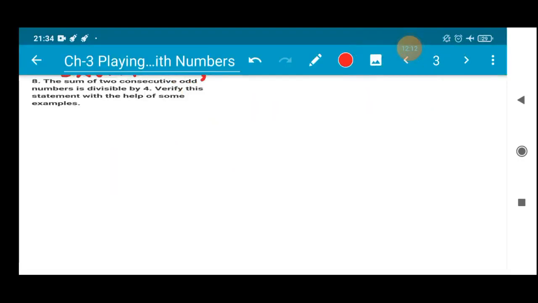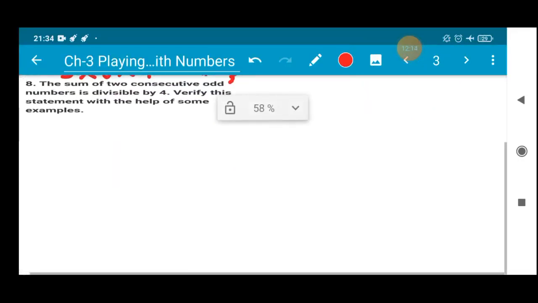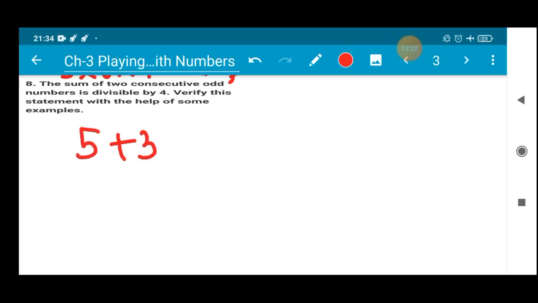Proceeding to the next question, question number 8, which states that the sum of two consecutive odd numbers is divisible by 4. Just verify this statement. Okay, let's take an example. 5 plus 3 is equal to 8. Isn't this 8 divisible by 4? Yes, 4 twos are 8. So 5 plus 3 is one set of an example. You have to choose two consecutive odd numbers, which is divisible by 4.